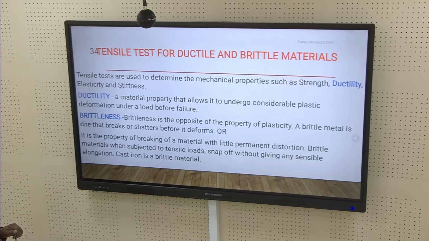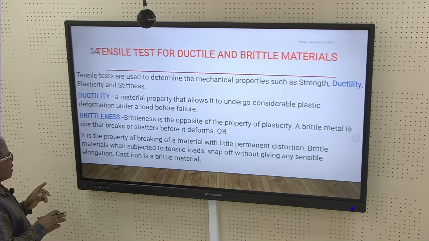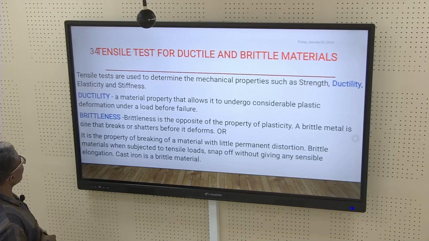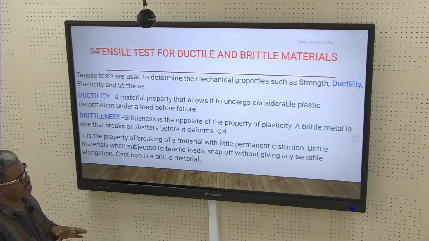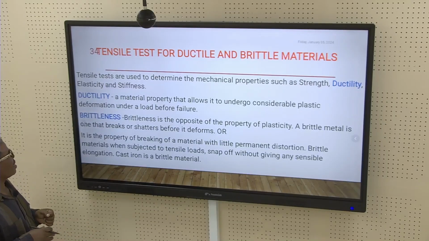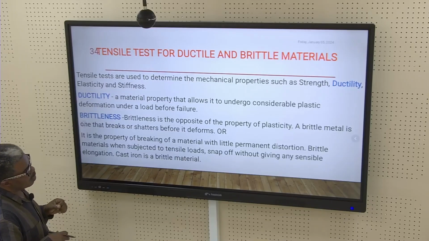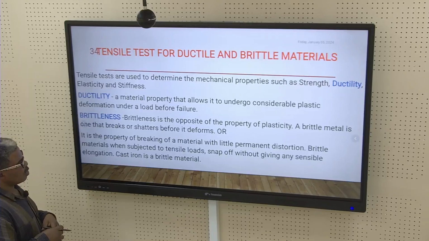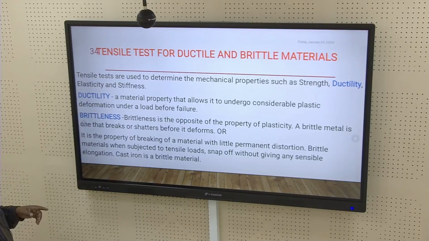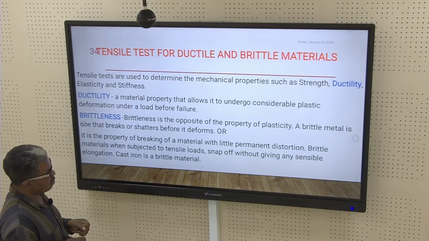So, the tensile test for ductile and brittle materials. Let's see what ductile material and brittle material are. Tensile tests are used to determine the mechanical properties such as strength, ductility, elasticity, and stiffness. Ductility of a material is the property that allows it to undergo considerable plastic deformation under a load before failure, whereas brittleness is the lack of plasticity. This indicates how the material can behave before failure.